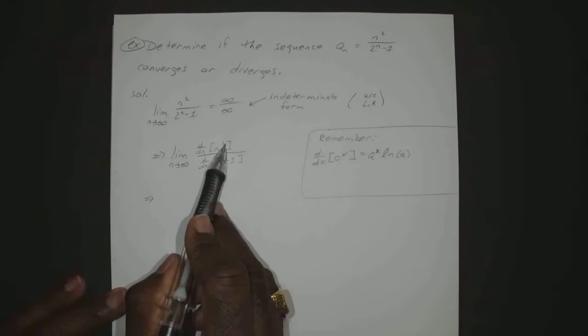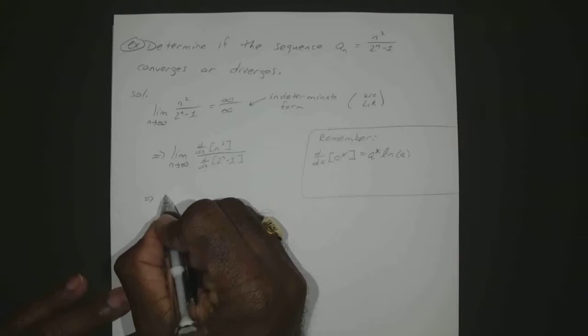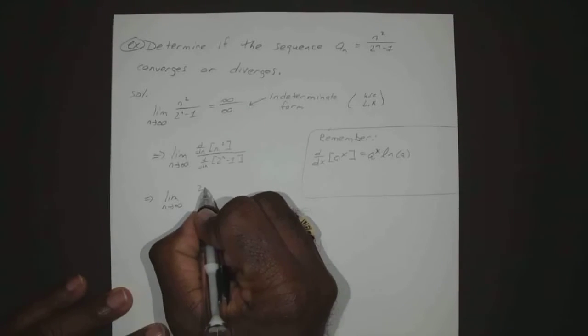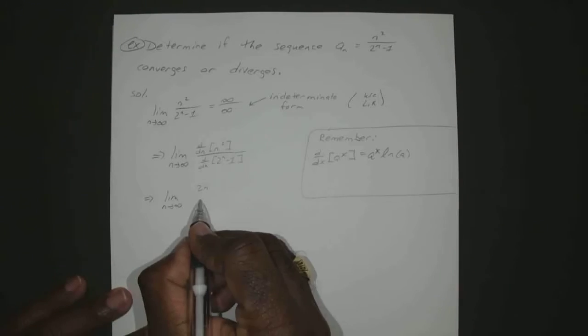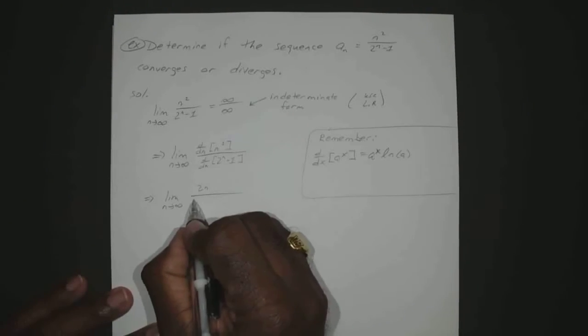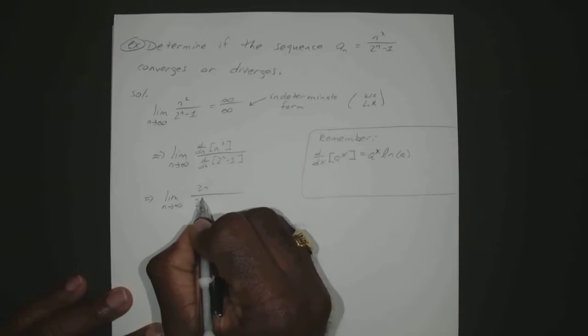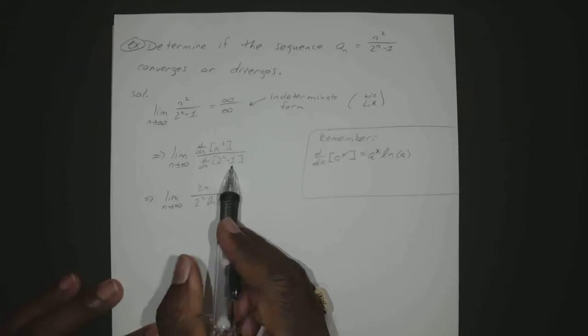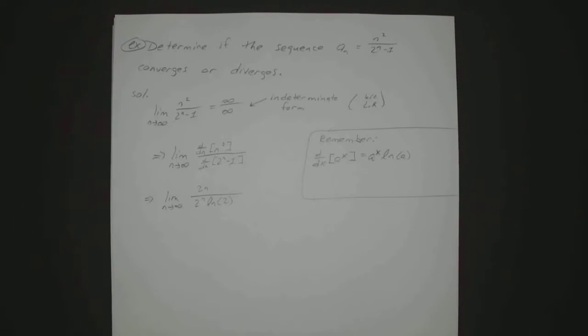So the derivative of n squared is just 2n, over the derivative of 2 to the power of n, which is 2 to the power of n times the natural log of 2. And the derivative of negative 1 is just 0, so we don't have to do anything with that one.